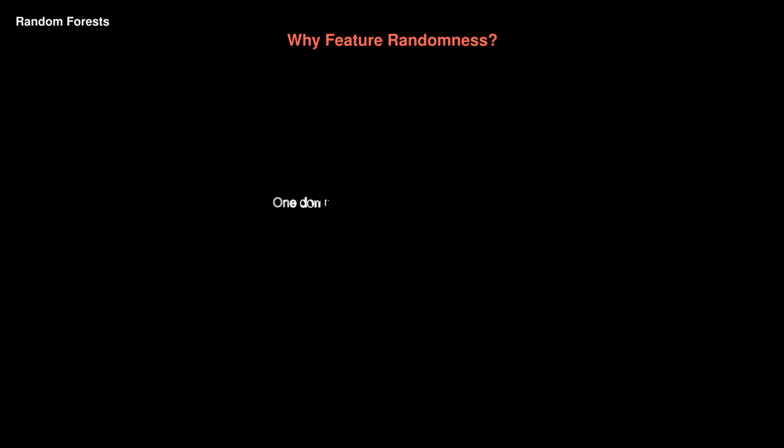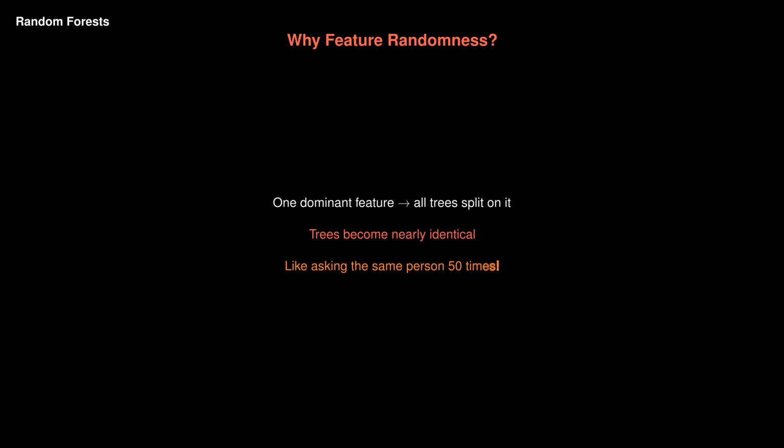So why do we need this? Imagine you have one feature that's much stronger than all the others. With regular bagging, every single tree will split on that dominant feature first, and probably second too. The trees end up looking nearly identical, and when models in an ensemble are highly correlated, averaging them doesn't help much. It's like asking the same person the same question 50 times. You don't get 50 independent opinions, you get one opinion repeated 50 times.